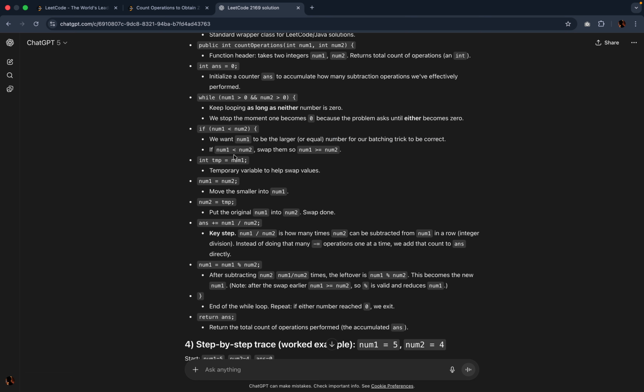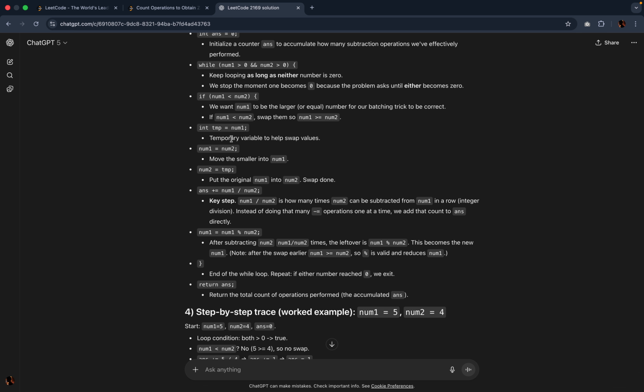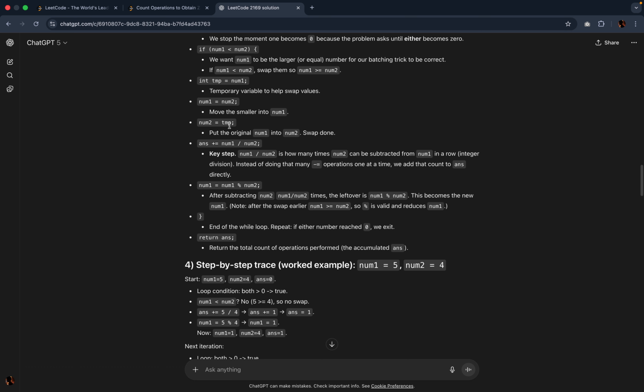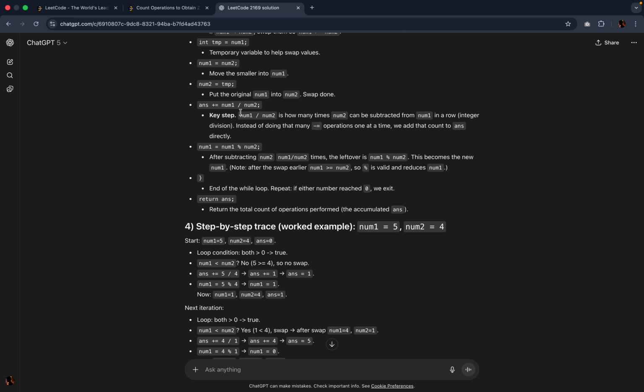So if number 2 is greater than number 1, swap them so that number 1 is greater than or equal to number 2. How are we swapping them? We are taking a temporary variable to help swap values, and then we are moving the smaller one into num1, and then the original num1 into num2, and that's how the swap is done.